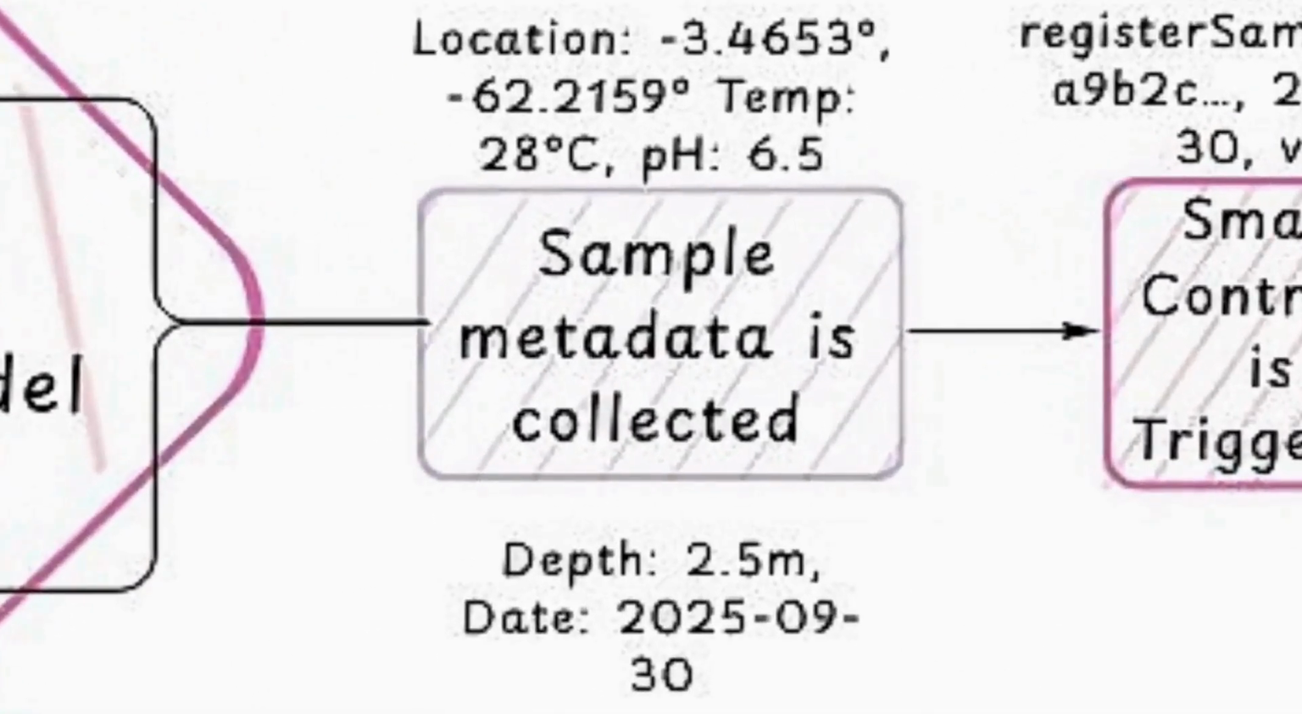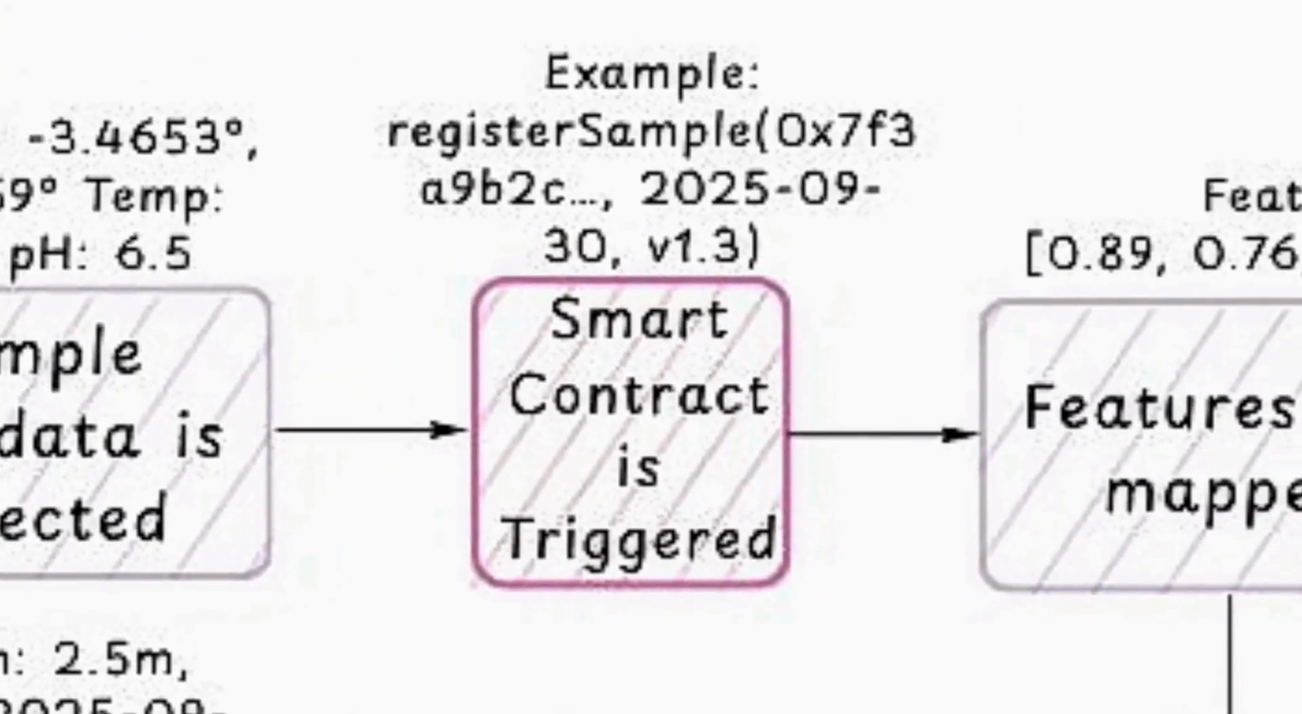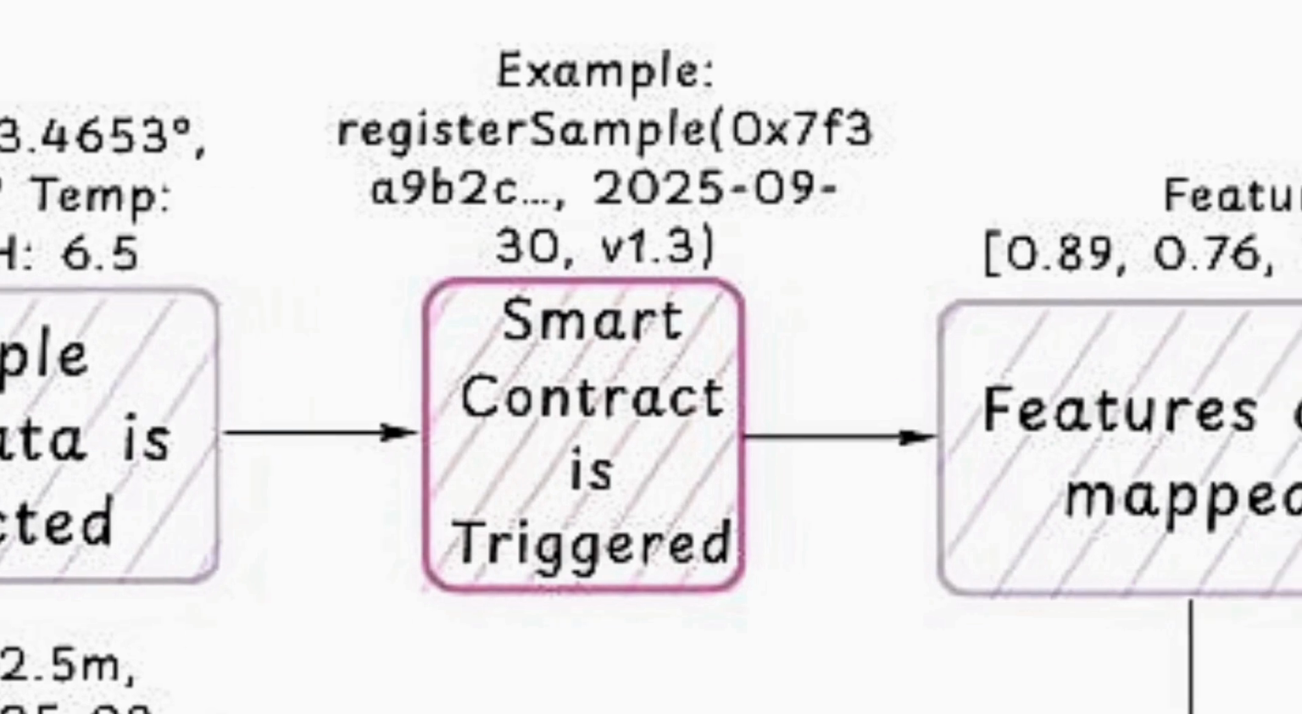Then the system retrieves the metadata you entered. A smart contract on the blockchain is automatically triggered. This contract validates the analysis meets quality thresholds, timestamps the analysis completion, locks the prediction to prevent tampering, and creates a cryptographic link between sample ID and results.